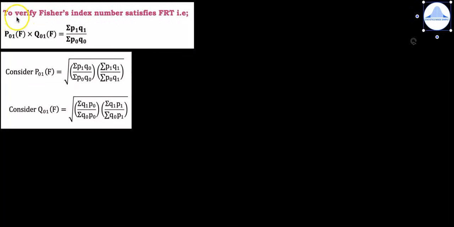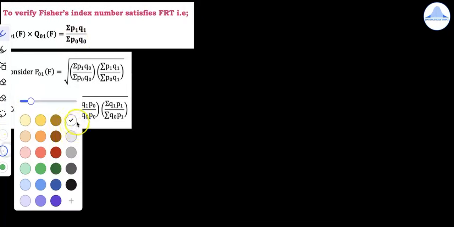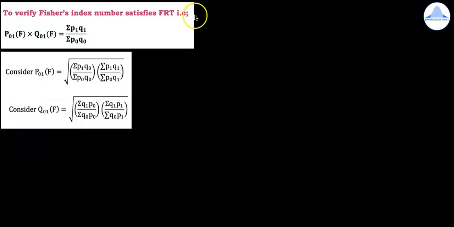So now we'll move to the last part, to verify whether Fisher's index number satisfies FRT. FRT means factor reversal test. So that is now the condition. What is the condition? P01 of F, that means Fisher's price index number, into the quantity index number of Fisher's, that is Q01 of F, should be equal to summation P1 Q1 by summation P0 Q0. So learn the condition for FRT correctly. This condition will carry 1 mark. So this is important.